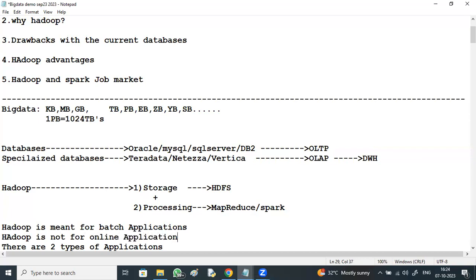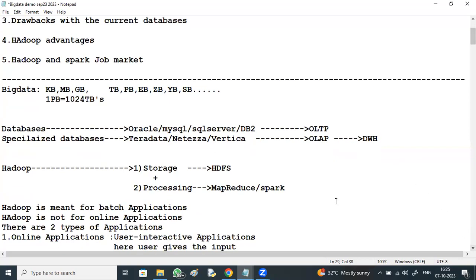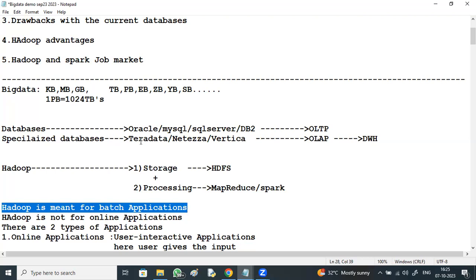Online applications means a single transaction, one transaction, two transactions, right? For one transaction or two transactions, there is no need for Hadoop. For millions and trillions of transactions, go for this, right?